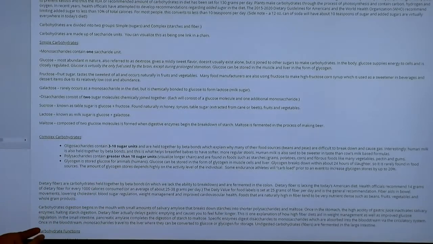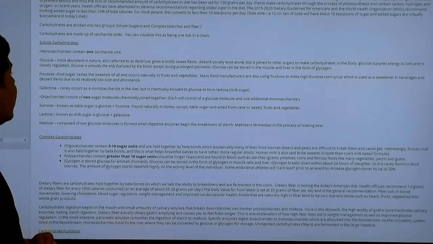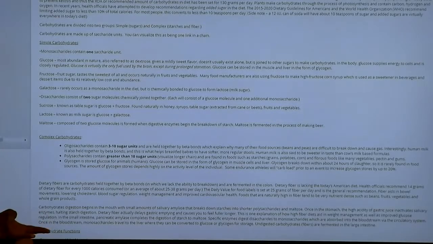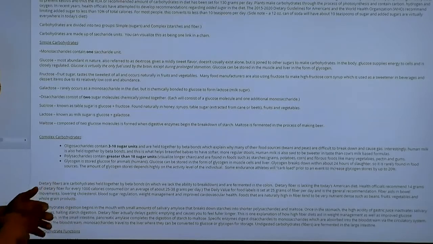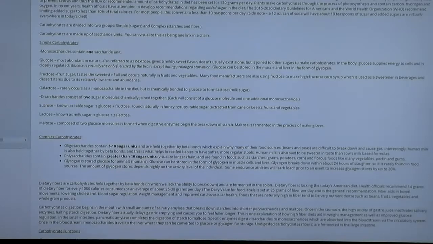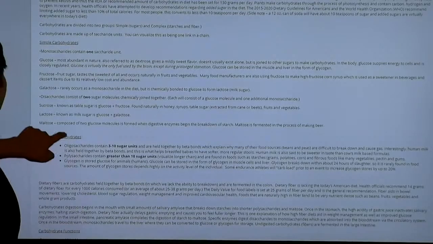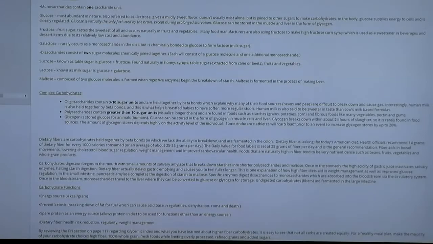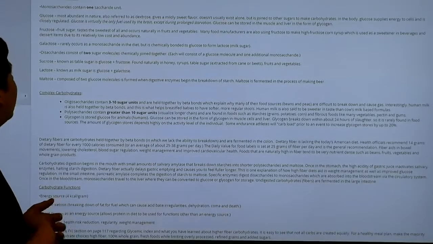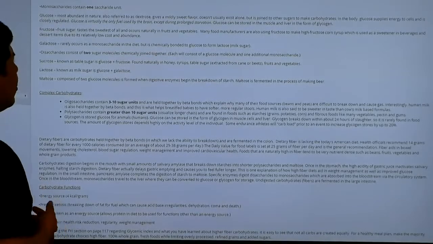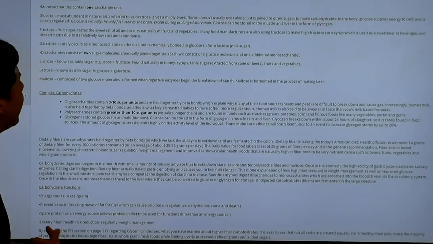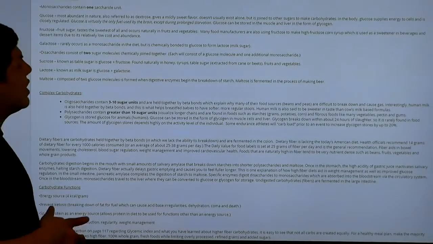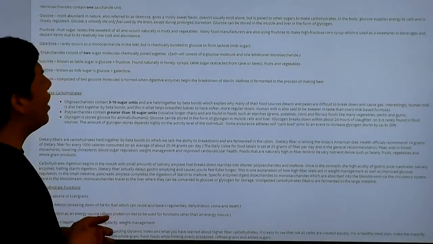Carbohydrates are divided into two groups, simple sugars and complex starches and fiber. Carbohydrates are made up of saccharide units. You can visualize this as being one link in a chain. Simple carbohydrates, monosaccharides, contain one saccharide unit. Glucose, most abundant in nature, also referred to as dextrose, gives a mildly sweet flavor, does usually not exist alone, but is joined to other sugars to make carbohydrates.